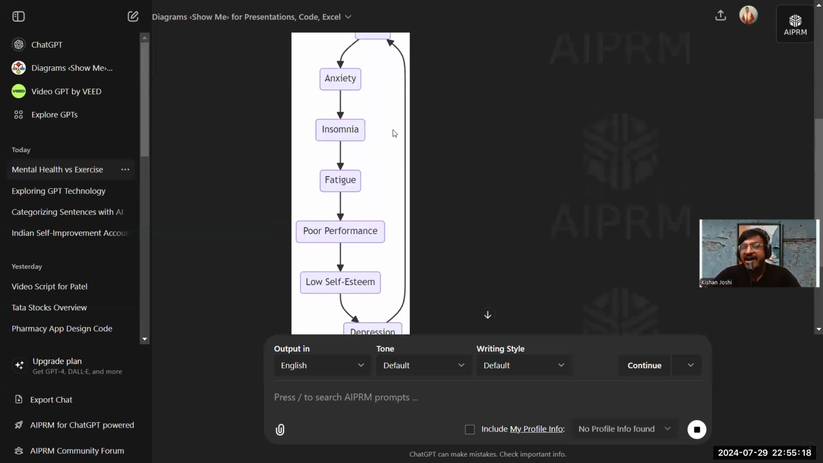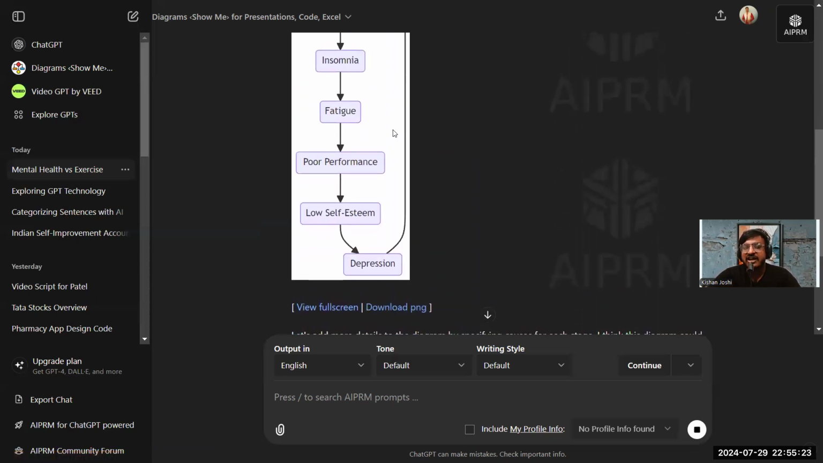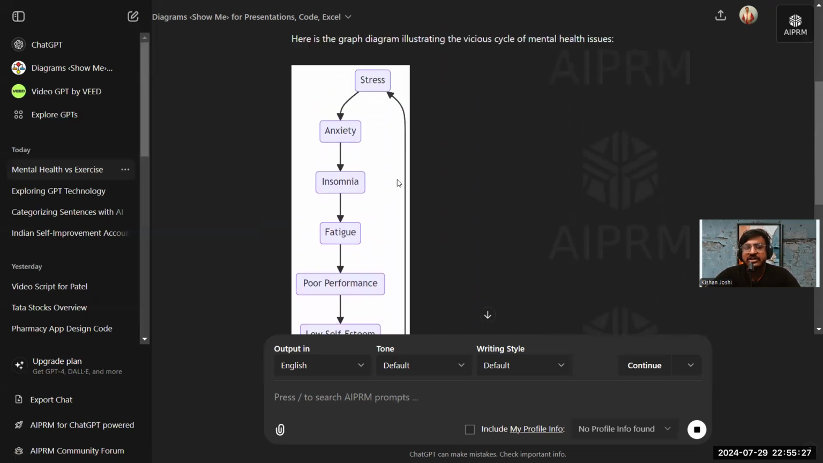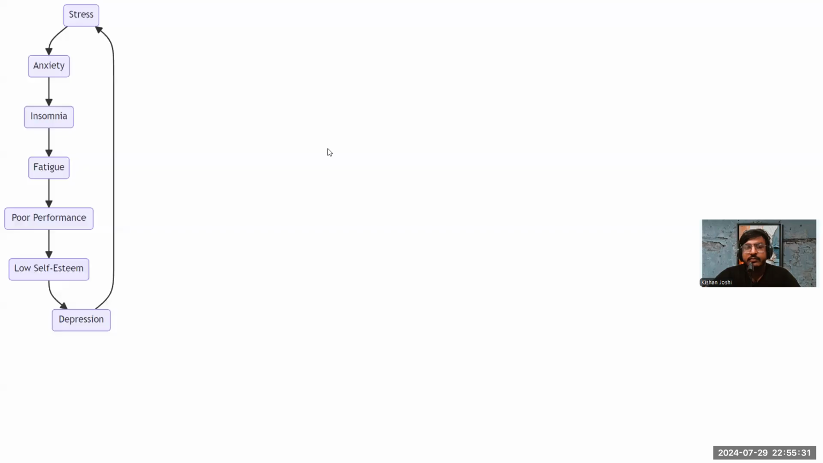And yes, it is generating the diagram. It generated the diagram. I don't know why it generated only the diagram view in full screen. Yeah, so it only generated the diagram of the particular section. That is not what I need. What I need is what it is suggesting, so we can understand the whole thing. Like stress.